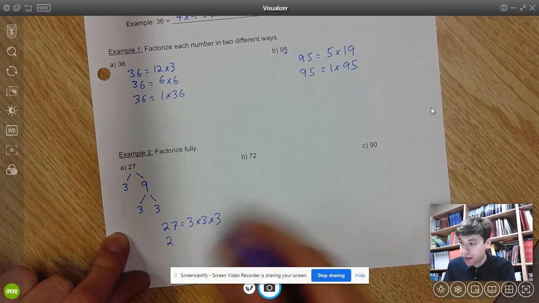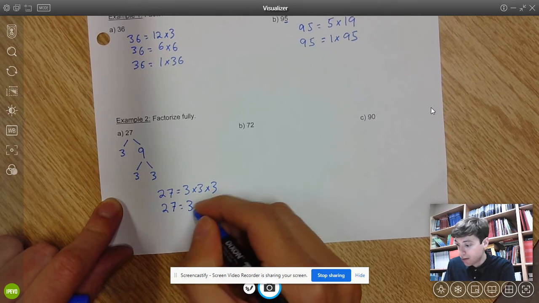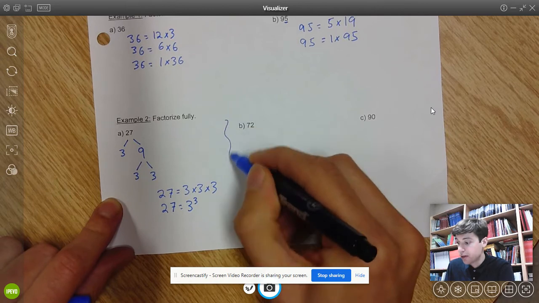And to save space, or to write this in a more organized notation, I can say that's 3 to the power of 3. That's a fully factorized version of 27.